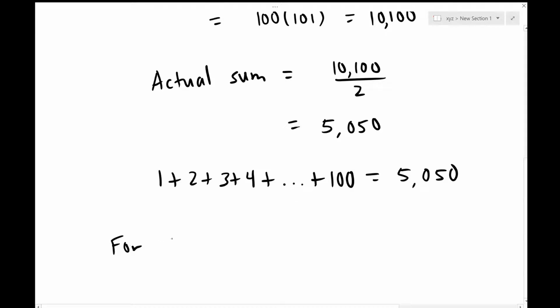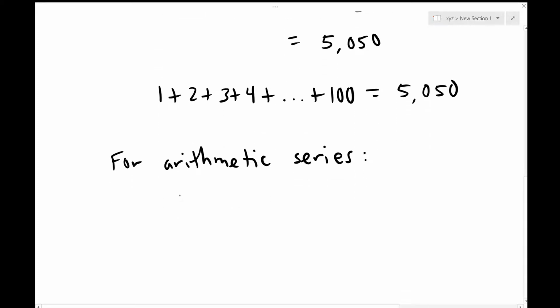So let's go ahead and write this out in the form of an equation. For arithmetic series, assuming that we know the terms form an arithmetic sequence, when we're taking the sum, let's say as i goes from 1 to n of a sub i, we take the total number of terms that we have, which is n, and we multiply that by the sum of the first and last terms.